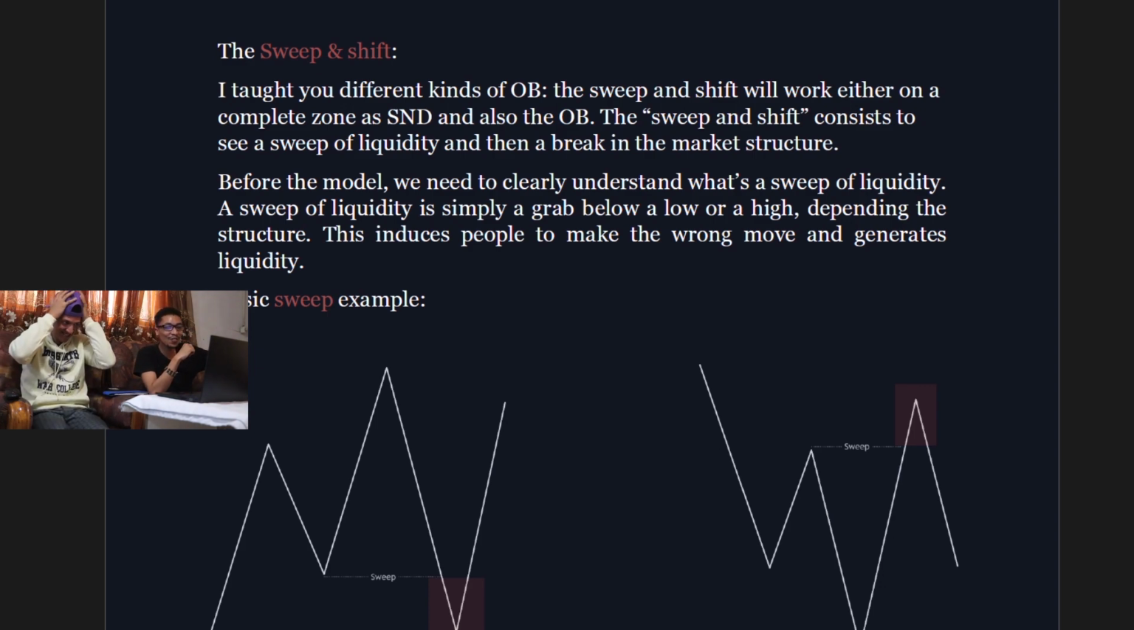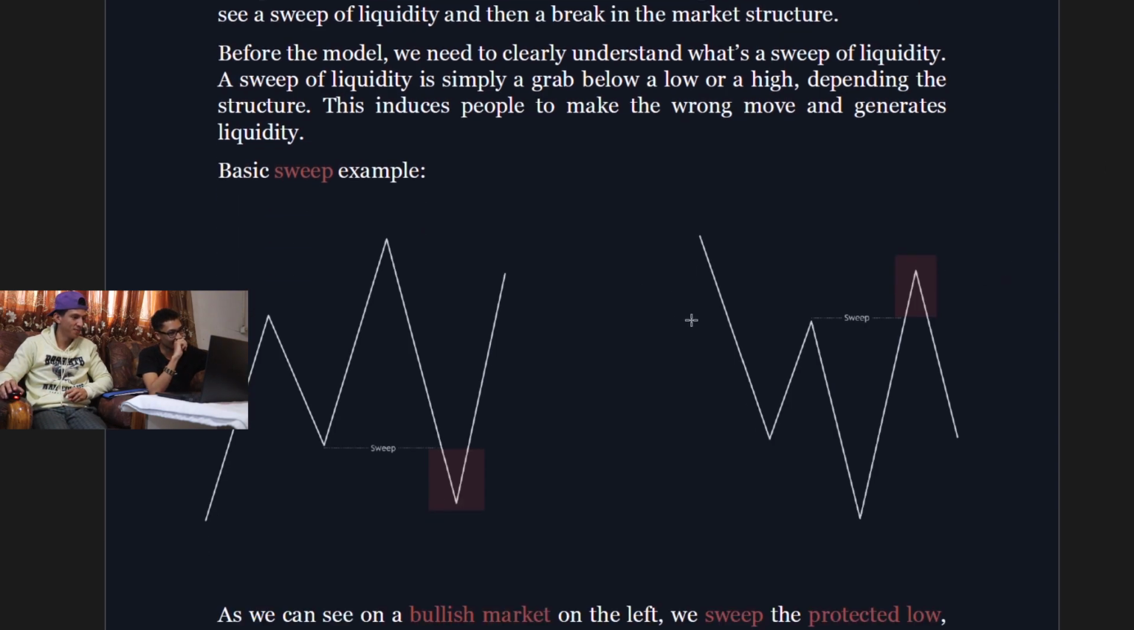The sweep and shift consists of seeing a sweep of liquidity and then a break in the market structure. Before the model, we need to clearly understand what a sweep of liquidity is. The sweep of liquidity is simply a grab below a low or a high, depending on the structure. This induces people to make the wrong move and generates liquidity. Yeah, so that's the basic sweep.